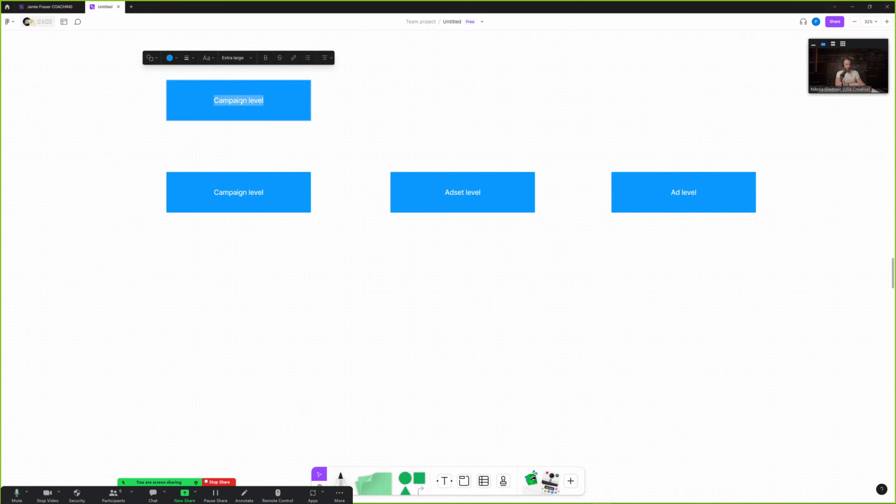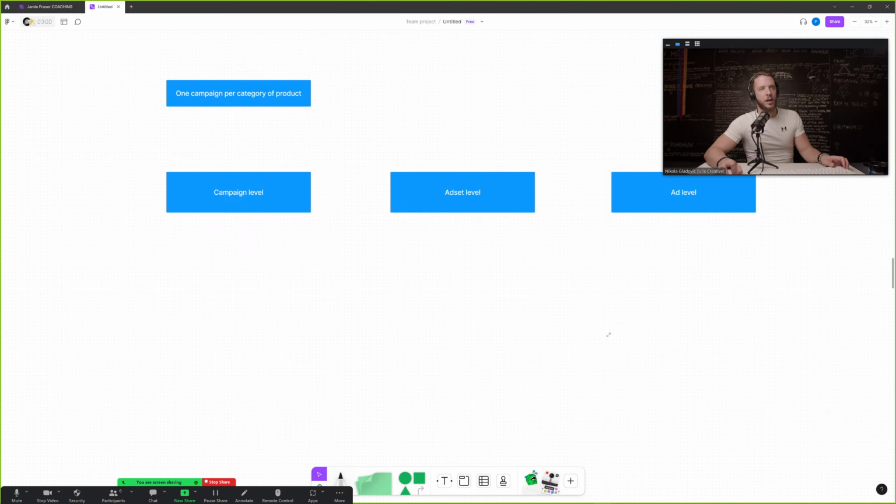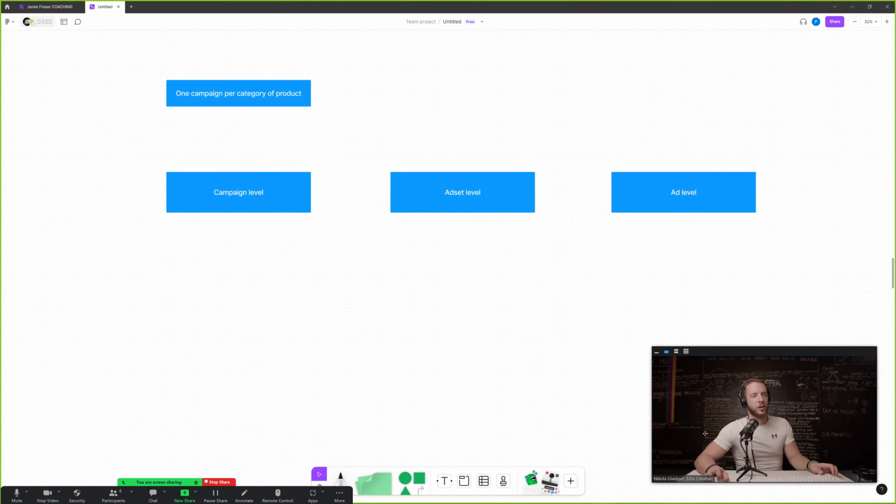All right. So campaign: one campaign per category of product. For most e-commerce stores, this is going to be everything that you need. One campaign for most e-commerce products, because one campaign is going to produce most of the results for your business.